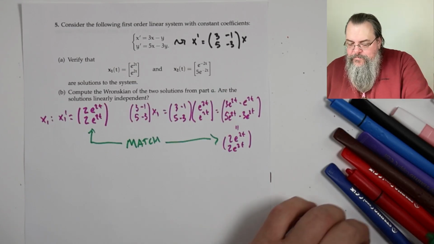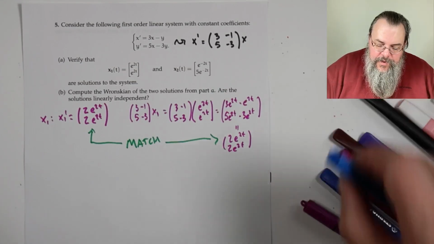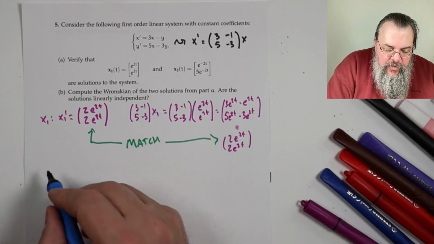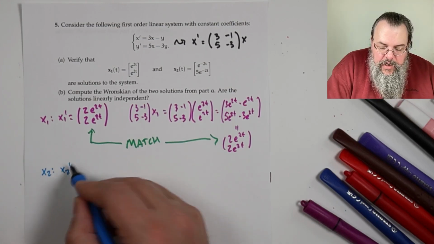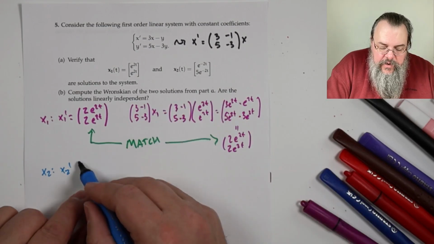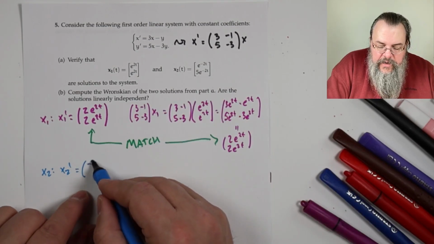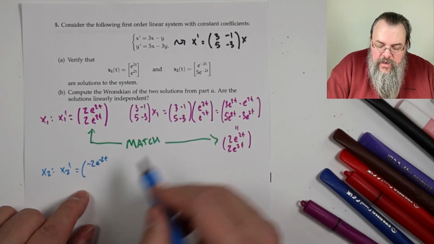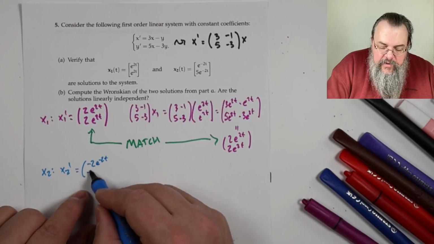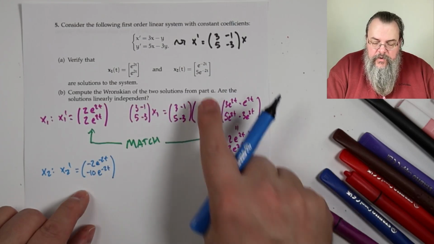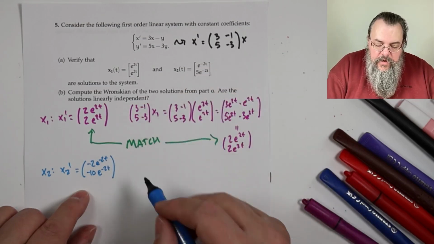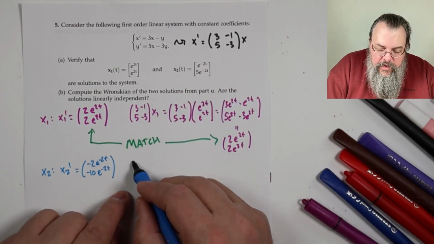So, good. That's x1. Now, do the same thing with x2. Okay, so x2 prime. That's going to be minus 2 e to the minus 2t, and then we have minus 10 e to the minus 2t. That's just taking derivatives.